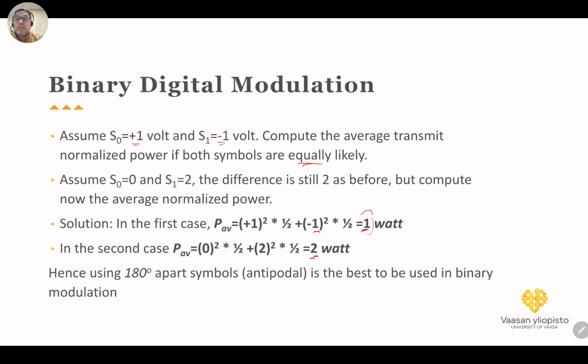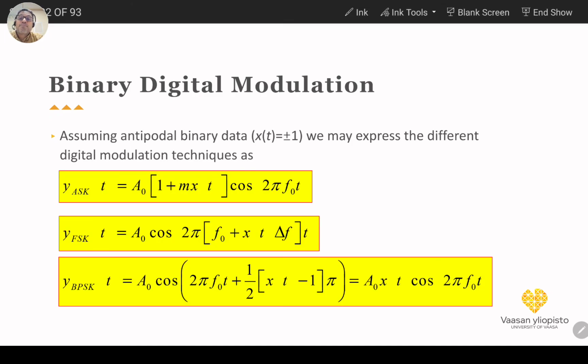This is a very big difference, by the way, when we talk about communication. In communication, one of the major objectives is to use the minimum possible power to achieve the required quality of service. So it is important to save power, and you can see that this will need double the power. So using antipodal modulation is very important and very desirable. It gives very high performance in terms of probability of error. Okay, so that is binary digital modulation.